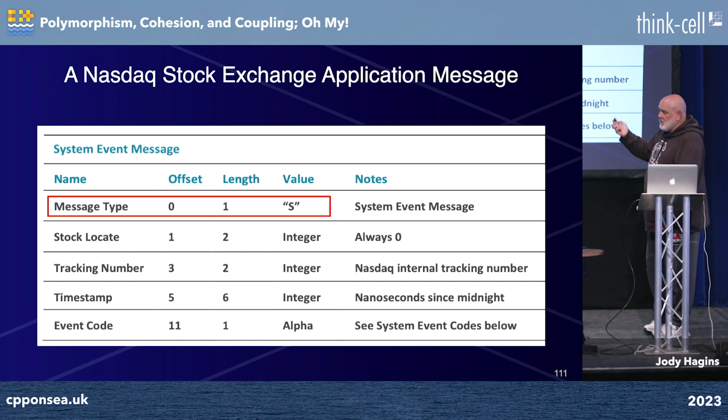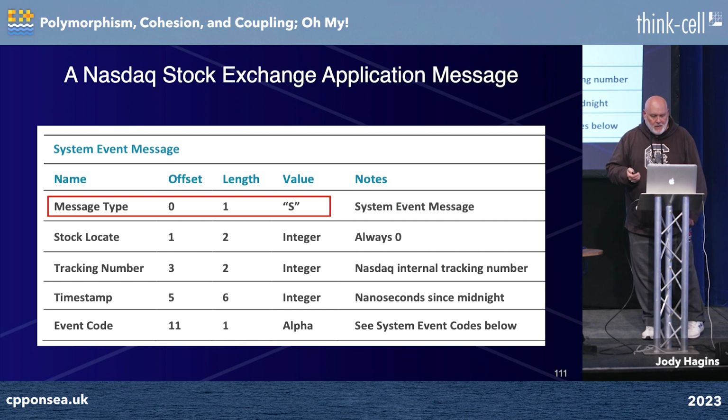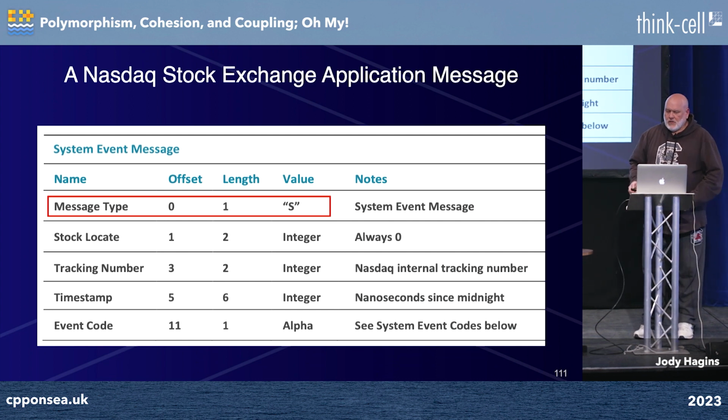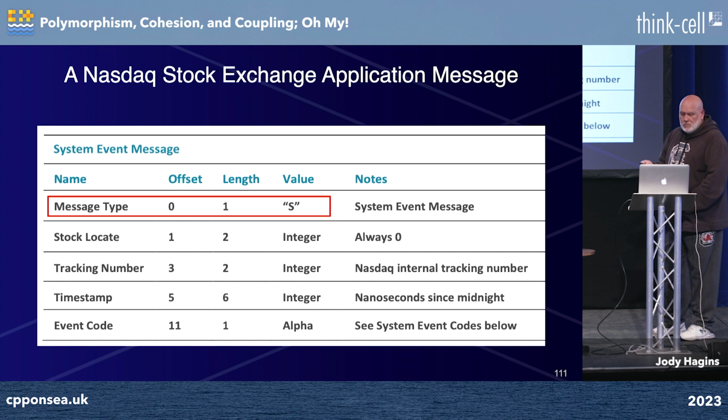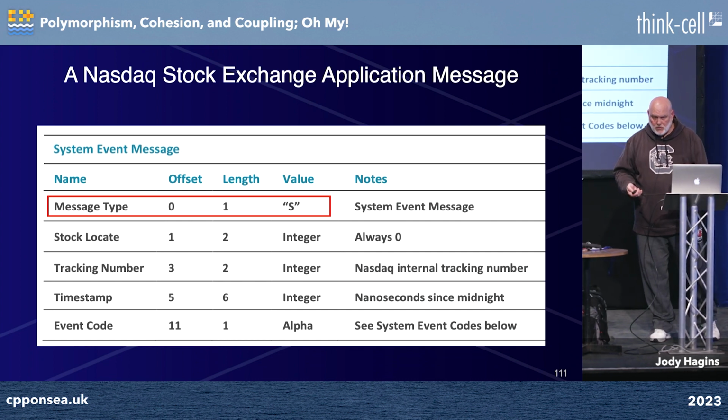And so this message has a message type of S, and it has a size of 12 bytes. And it's a system event. So we could write a module that examined the type and size and delivered a type-specific message to the next module, right?